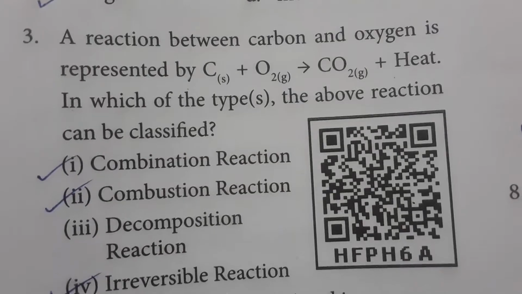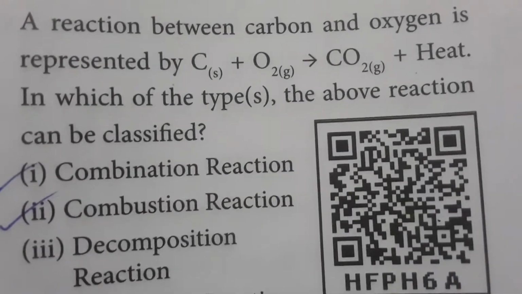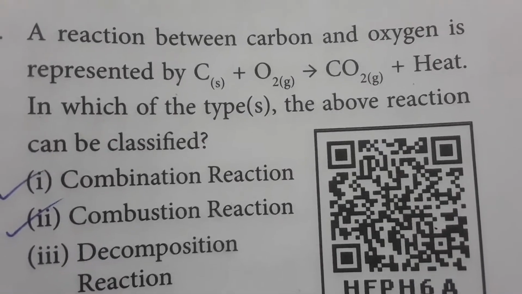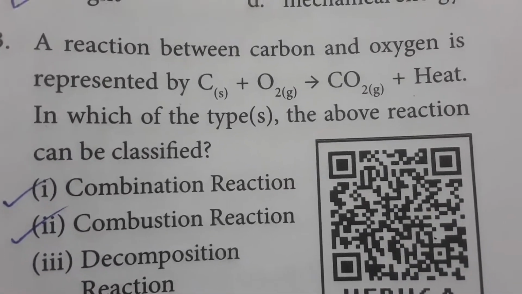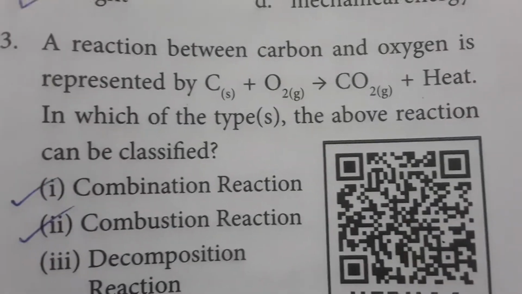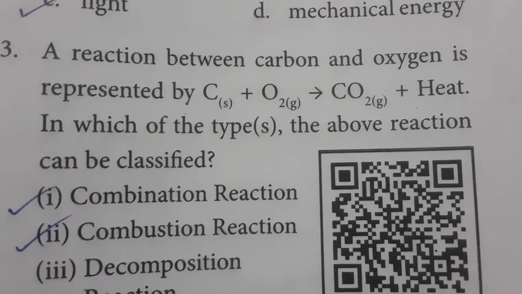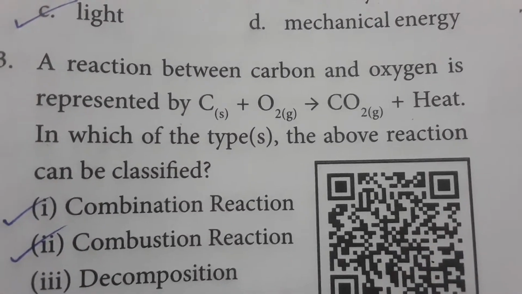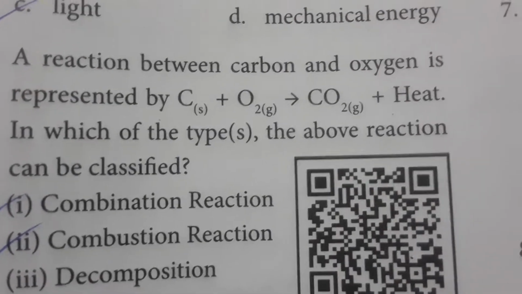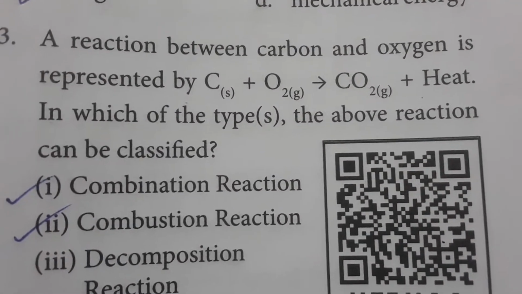And the third one: a reaction between carbon and oxygen is represented by C, which is in solid state, and O2, which is in gaseous state. Upon reacting, they give carbon dioxide gas plus heat. In which of the types of reaction above can this be classified? In the first type, carbon and oxygen combine to form CO2, so it is a combination reaction. And this reaction also gives heat, so it is a combustion reaction.